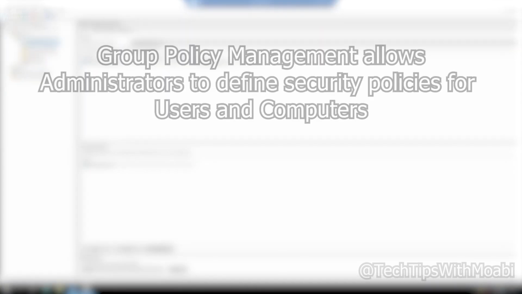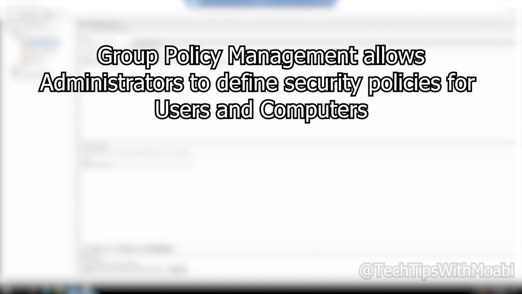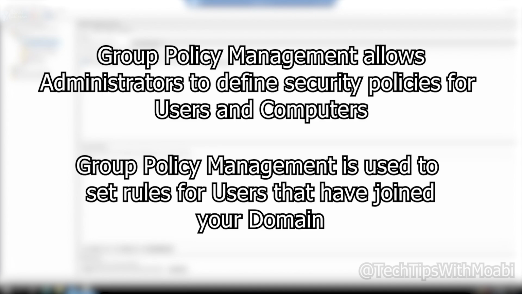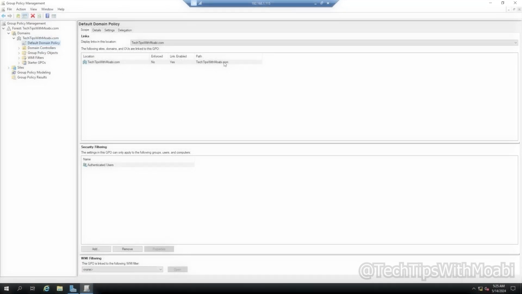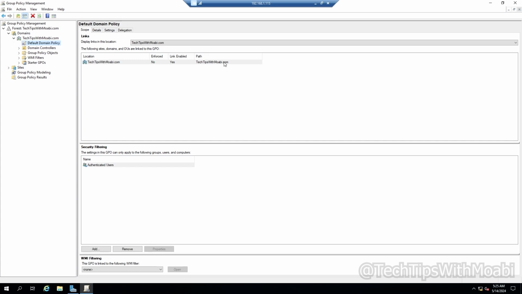The group policy management allows administrators to define security policies for users and computers. The group policy management is used to set the rules for our clients that are connected to our domain. Basically, if you are not part of the domain, these rules will not apply to you. So if I set a specific wallpaper for all my domain joined clients, that will apply to only those clients. So guys, I just wanted to talk a little bit about group policy.